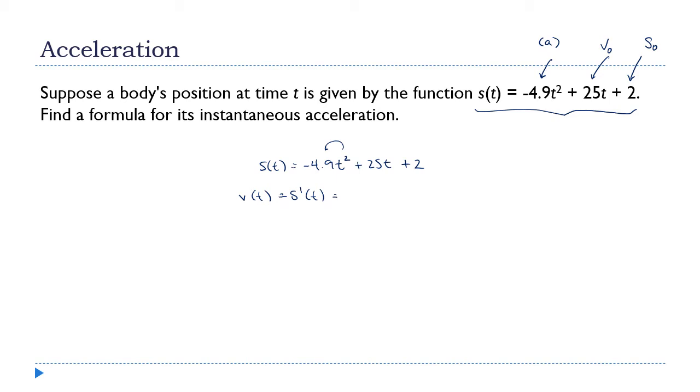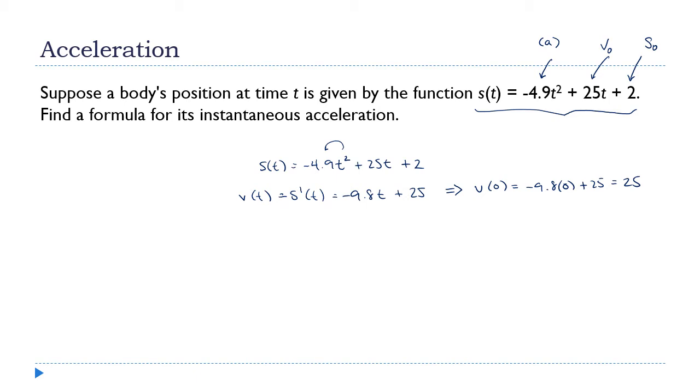Bring the 2 down. Negative 4.9 times 2 is negative 9.8t. The derivative of 25t is 25. And the derivative of that constant, I'm not even going to write it, the derivative of the constant is 0. And now you can see for yourself that 25 was indeed the initial velocity. If I evaluate this at time 0, v of 0 is negative 9.8 times 0 plus 25. And that is 25, right? So you can confirm what I said about that value.